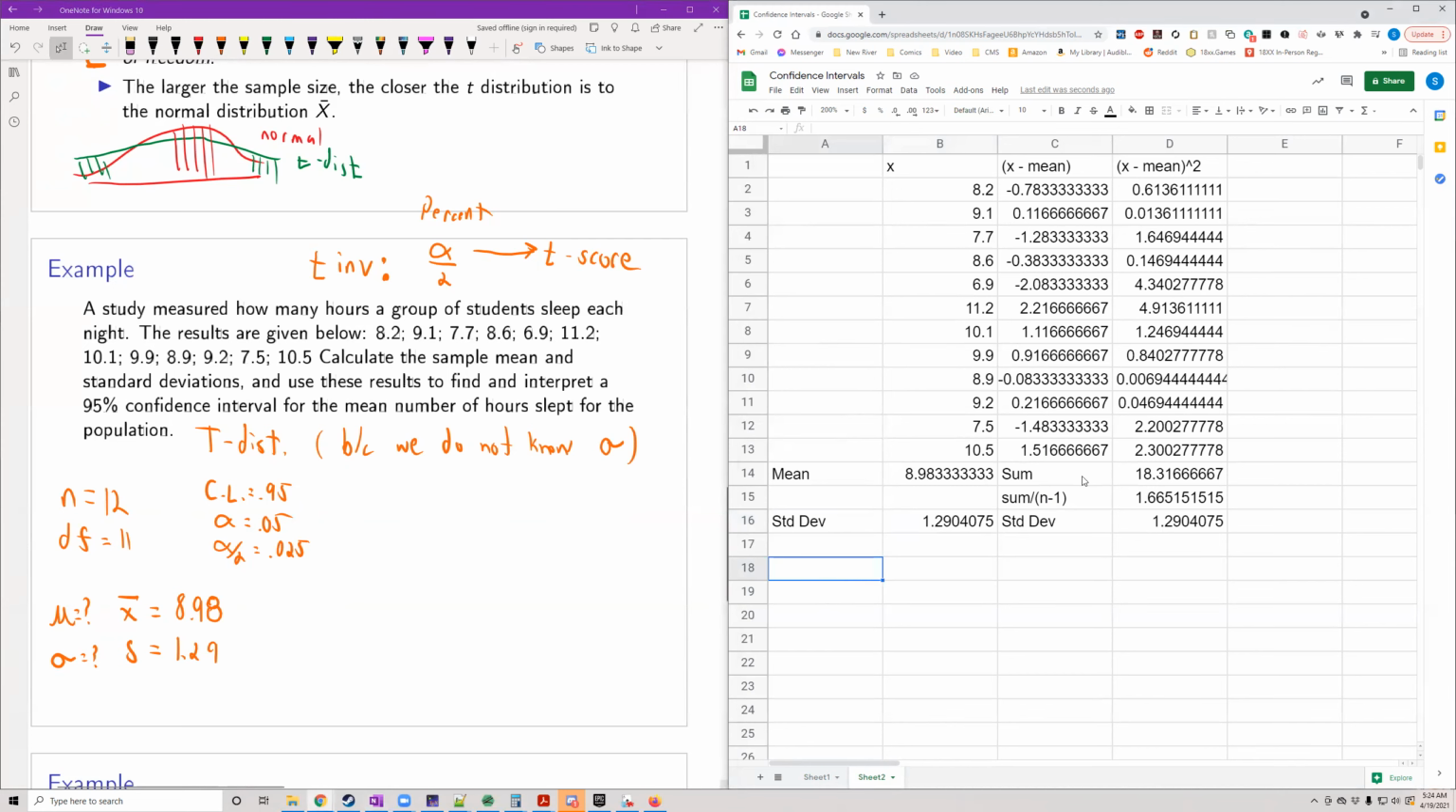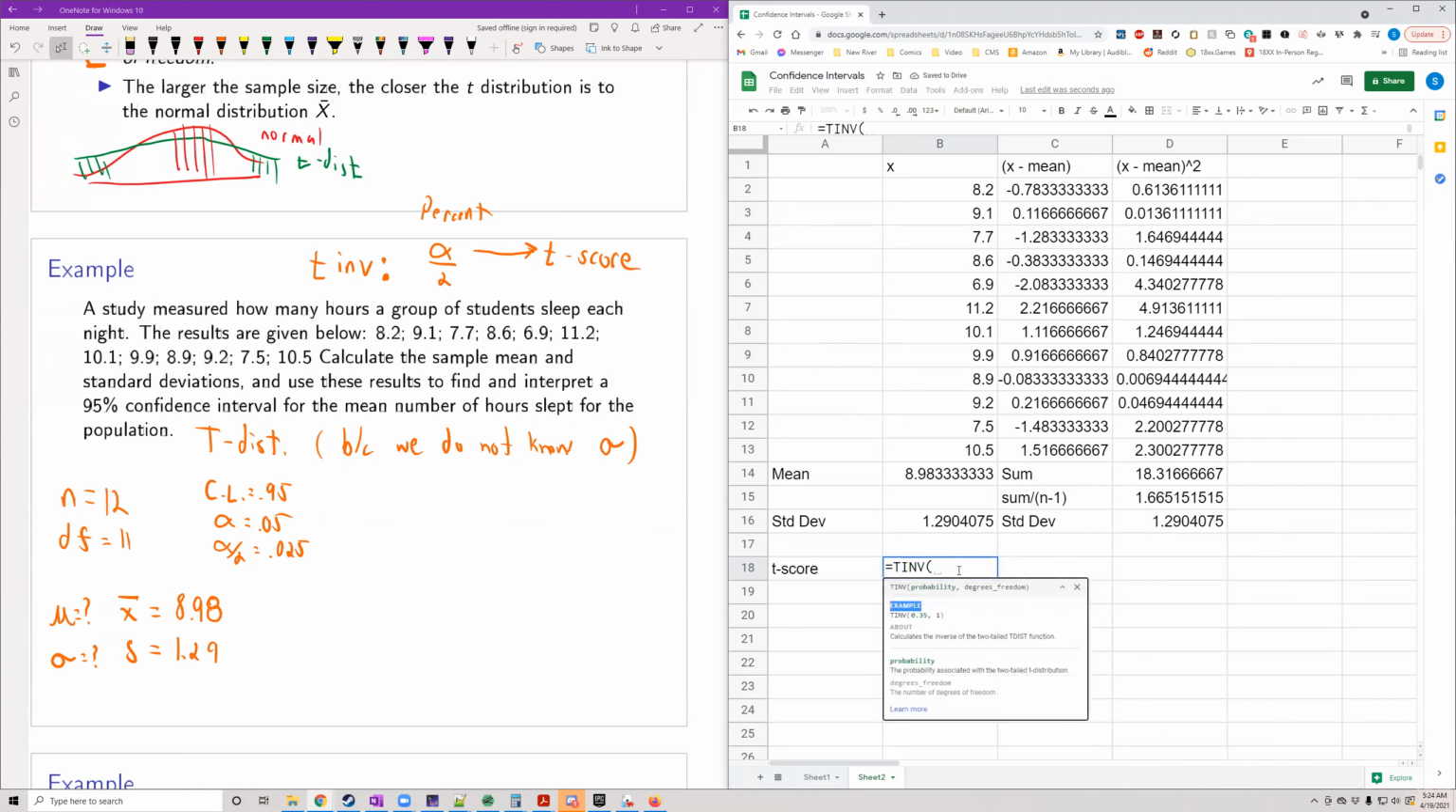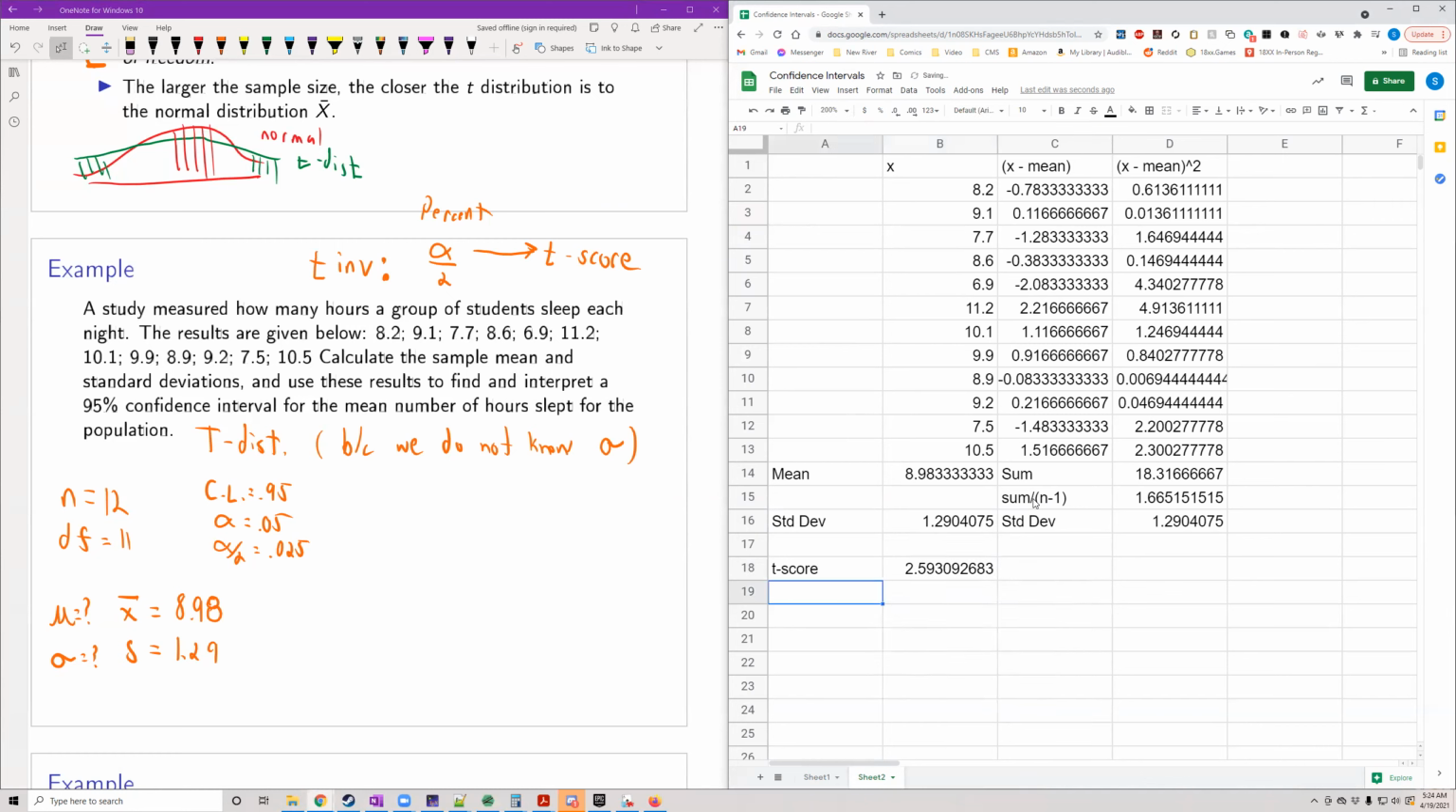So we need to use a t-score, and this will be equal to t.inv, and then we will put the 0.025, and it needs the degrees of freedom, 11, which gives us 2.59. Let's compare this briefly to the z-score.